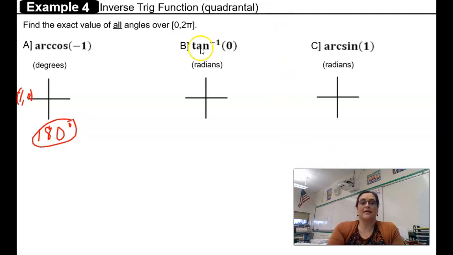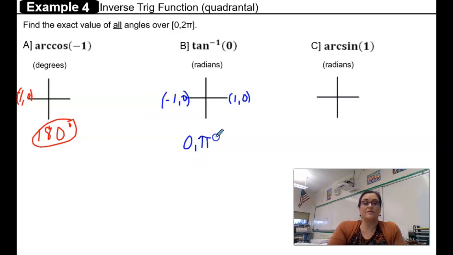Okay, the arctangent of 0. Remember, tangent is the ratio of the sine over the cosine, which is the y divided by the x. So if I'm starting here at 0, that coordinate is (1, 0), and 0 divided by 1 is 0. So 0 radians would be our first solution. However, over here at pi, the coordinate is (-1, 0), and 0 divided by -1 is also 0. So pi would be another solution.